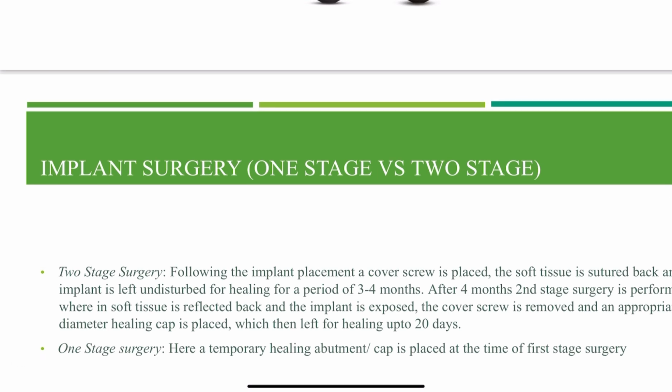Implant surgery, this part we will discuss in our next video. In the next video we will be discussing various surgical modalities, one stage versus two stage, CBCT reading and planning, and the prosthetic part, how impressions are taken. I'll try to make a video on it where I would demonstrate how we take impressions and what the different parts of the surgical kit are.